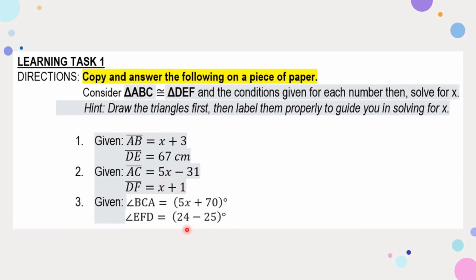Okay, so gagamitan niya ng algebra yan. Number 3, if angle BCA is equal to 5x plus 70 quantity degrees and angle EFD equals to 24x minus 25 degrees, what is the value of X? Okay, again, that's 24x.